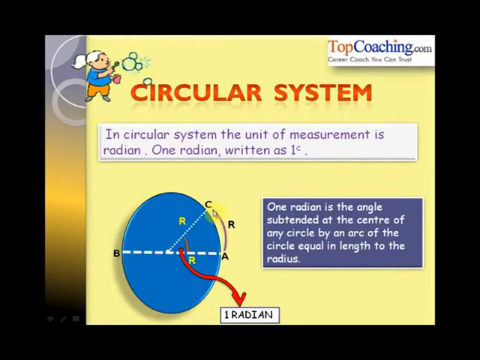What we see here is 1 radian is actually the angle subtended by this arc AC on the center, such that the length of this arc is equal to the radius of the circle. So in the circular system, the unit of measurement is 1 radian, and 1 radian is the angle subtended at the center of any circle by an arc of the circle equal to the radius of the circle.